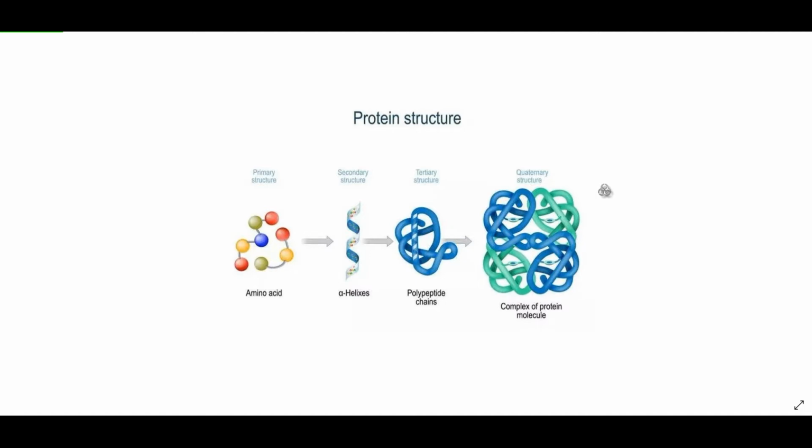The quaternary structure is quite self-explanatory. When one tertiary structure is interacting with another tertiary structure, they form new proteins by using dimer, trimer, and tetramer.